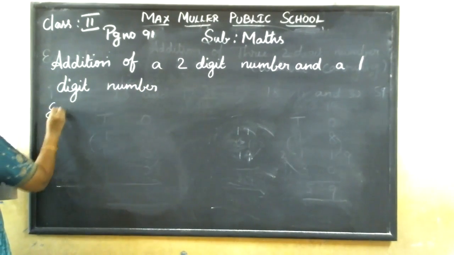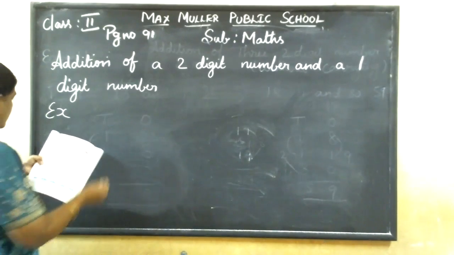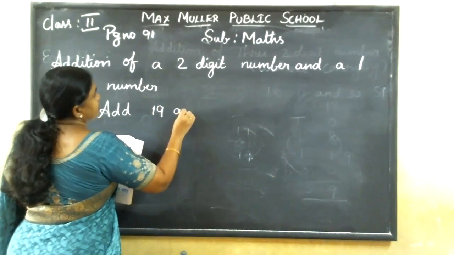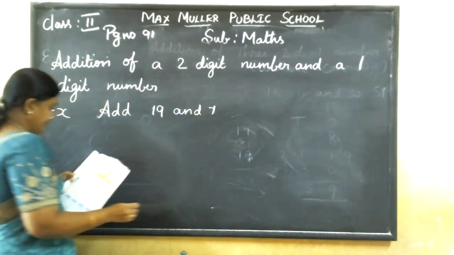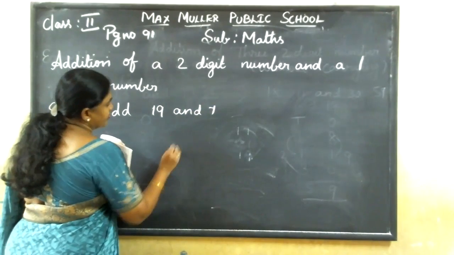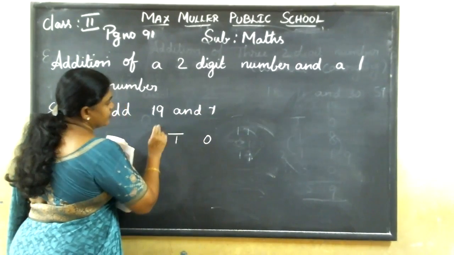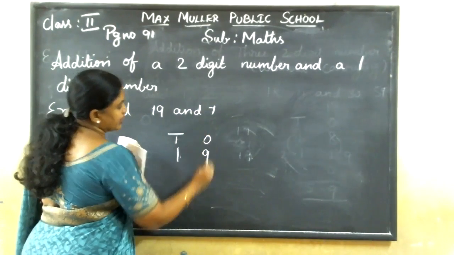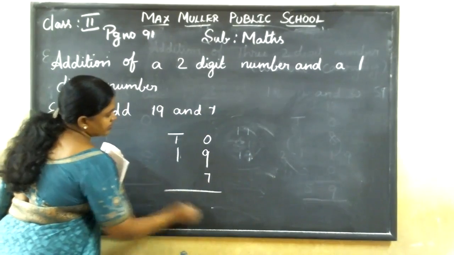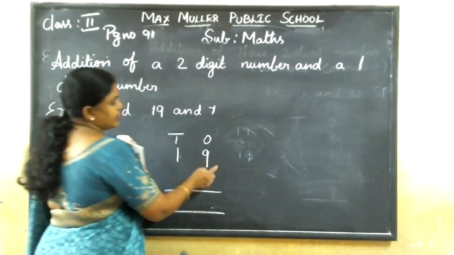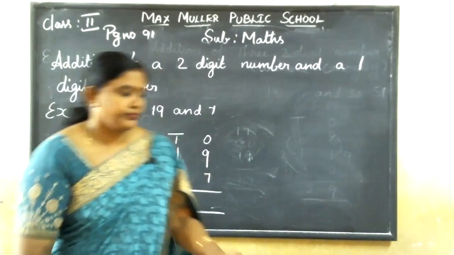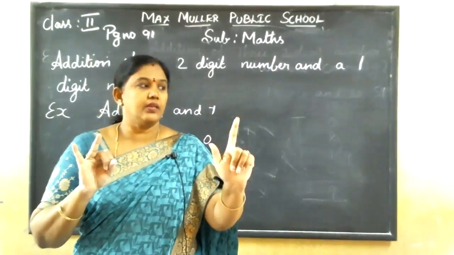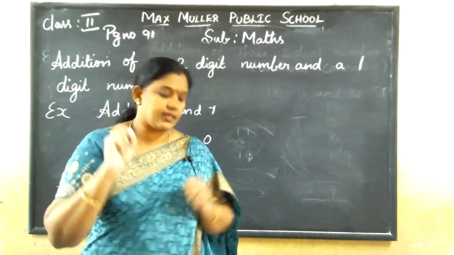First we will do example sums, after we will go to the textbook, children. Add 19 and 7. First we will arrange the numbers, tens, ones. First you write 19. 7 is a single digit number, so we will write it in the ones column. See, 9 in the mind, 7 on the fingers. After 9: 10, 11, 12, 13, 14, 15, 16.